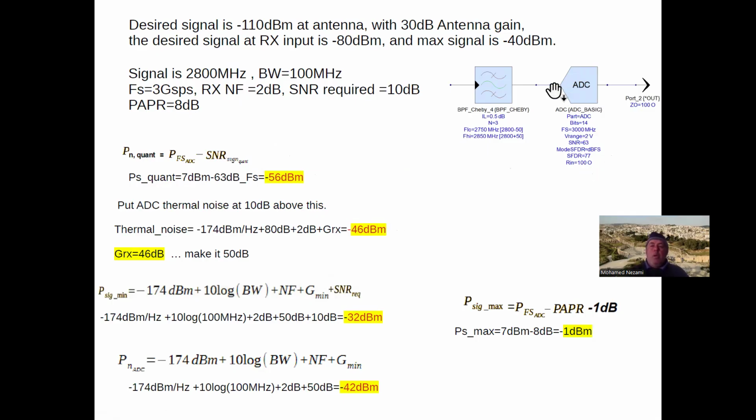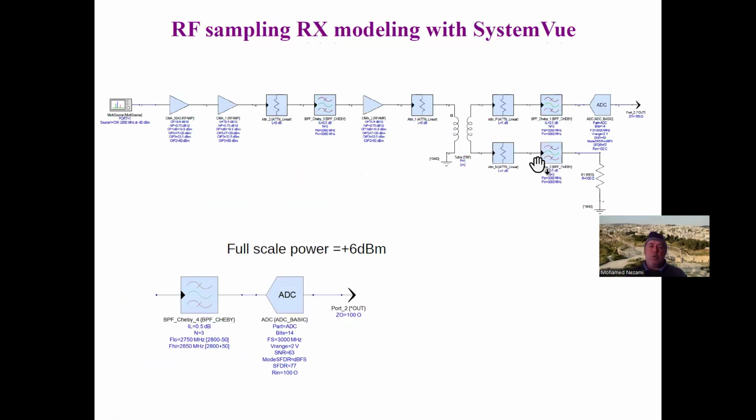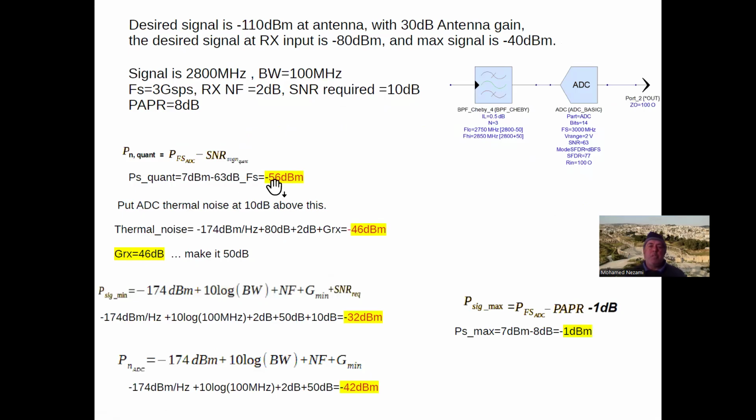Now, right away, like I showed in the previous sessions, my thermal noise required at this point, regardless of how big the size is, I want to make sure that my thermal noise that is represented right here, which is minus 174 dBm per hertz, when it gets to here, is at least 10 dB above this level.